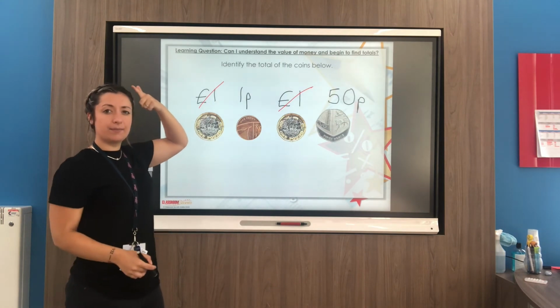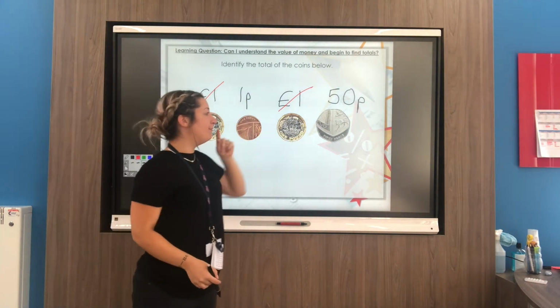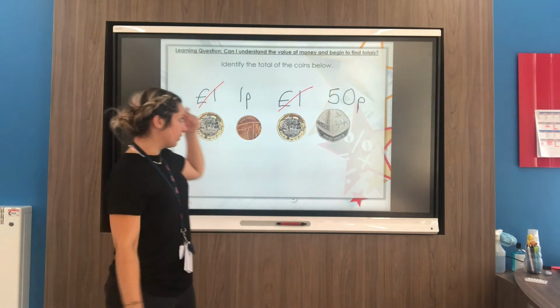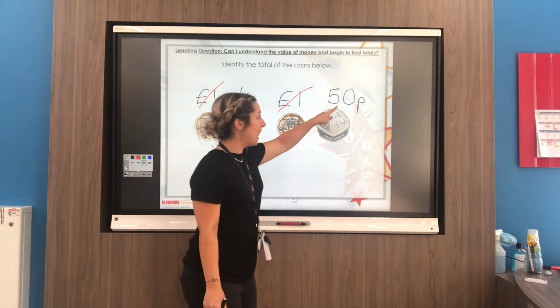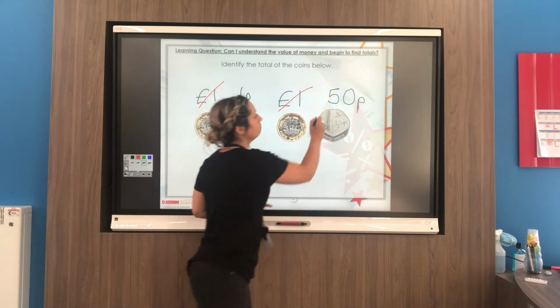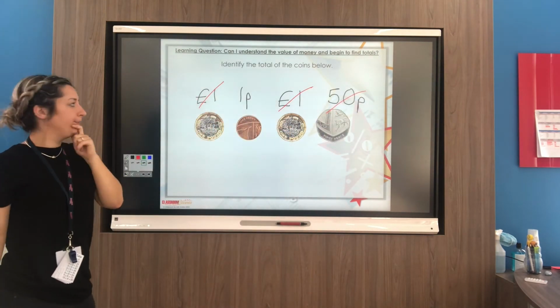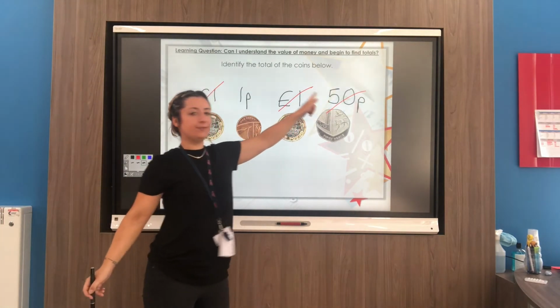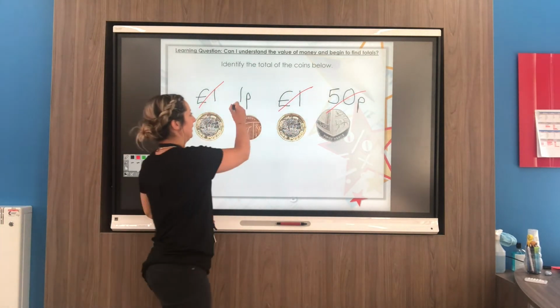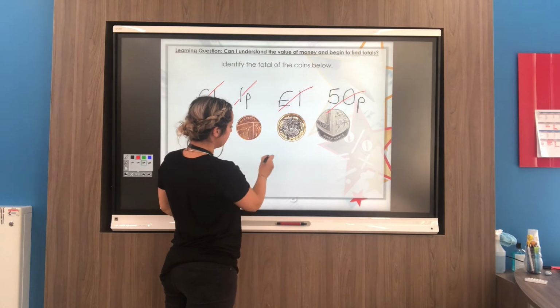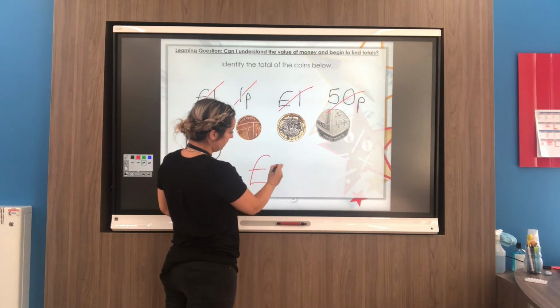Add up the next biggest value. Is it 1 or 50? Well, it's going to be 50. So I've got £2 in my head. Add on 50. £2.50. And I've got to add on 1. £2.50, 1p.